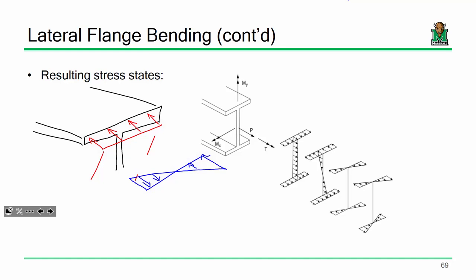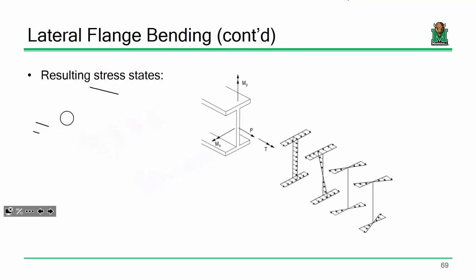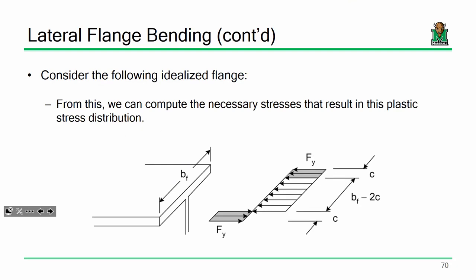It also happens to things like wind. Anytime you have a bridge that's curved, you end up getting a fair amount of torsion and lateral flange bending in a system like that as well. So just something worth bringing up. Okay? Don't worry. Okay. So in that flange, I propose that you're going to get a stress distribution that looks very similar, that plastic stress distribution that we mentioned earlier.